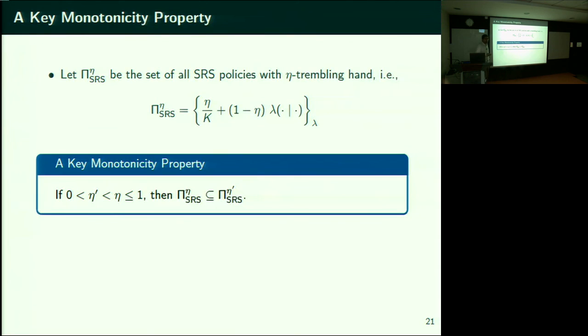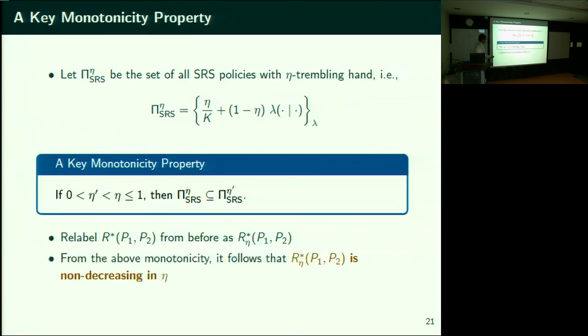You reduce that eta, make eta equal to 0, for example. This is all possible policies. Okay, so the space of policies keeps growing, and that is indeed the case. Now once this happens, whatever I showed as the bound R star, just call it R eta star for clarity, when eta is the trembling hand parameter.